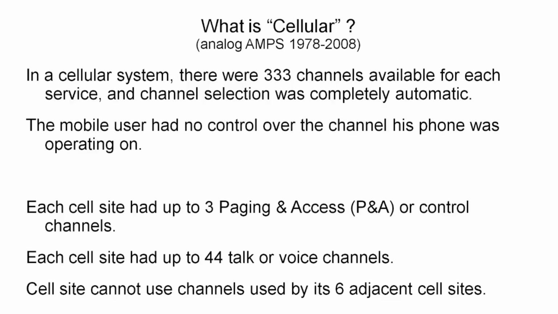In the cellular system, there were 333 channels available for each service. Remember, the channel selection was completely automatic. The mobile user had no control over the channel his phone was operating on. Each cell site had up to 3 paging and access, or P&A, or control channels. And each cell site could have up to 44 talk or voice channels. The cell site could not use channels used by the 6 adjacent cell sites.